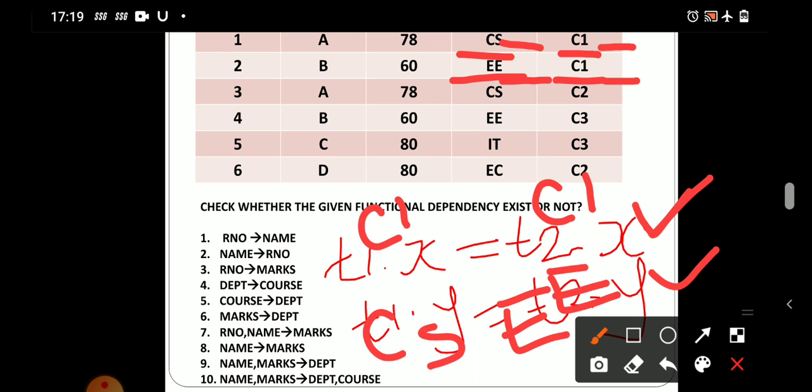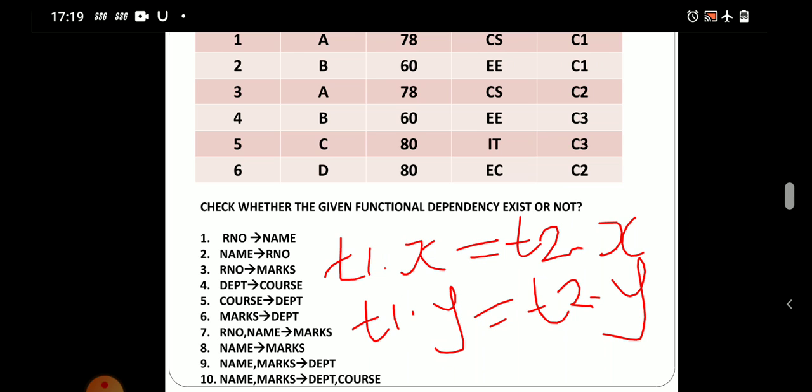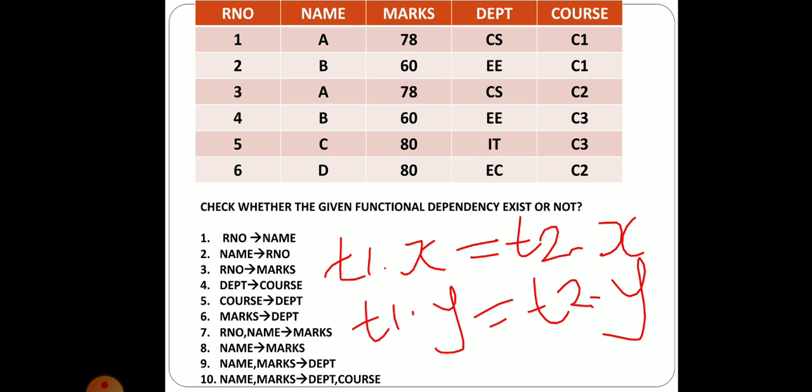Right? We cannot identify the department with the help of the course. Correct? So the fourth and fifth are both incorrect. Now focus on the sixth one. The sixth one is marks to department. Here we have to check marks to department.